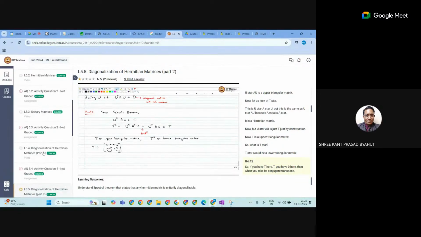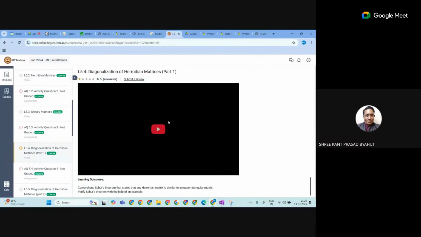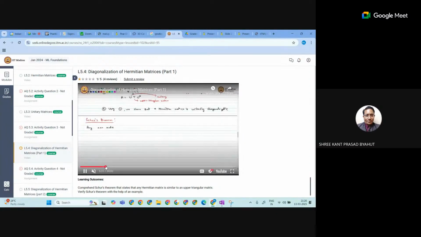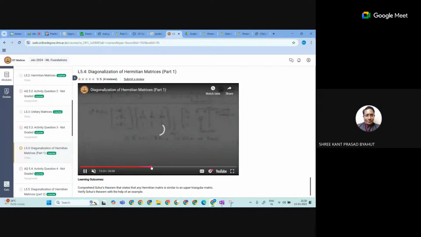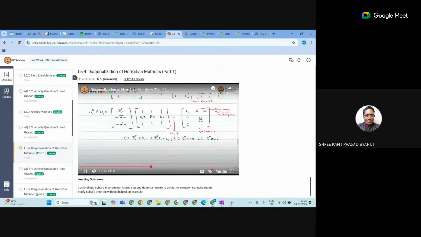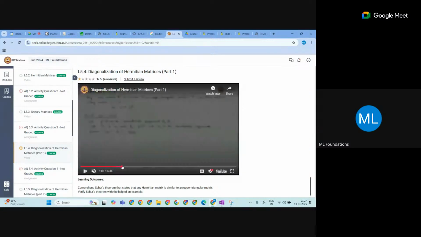This theorem is part 1. And a Hermitian matrix is unitarily diagonalizable. This is also a property of the Hermitian matrix, right? Yes. So the steps are mentioned here. First we have to find the eigenvalues and eigenvectors.